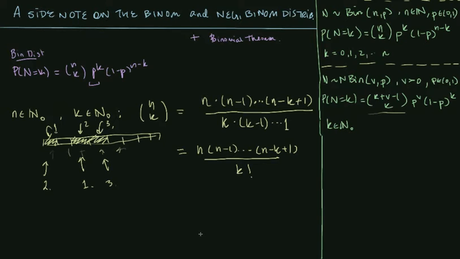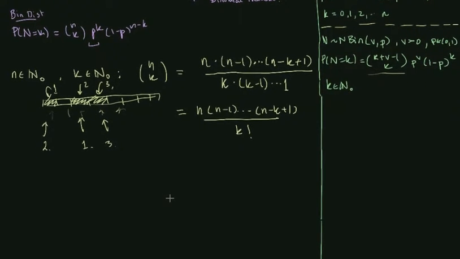However, what happens if n was not a non-negative integer? What happens if n is just a real number? The funny thing here is that we have actually done a kind of generalization for this.